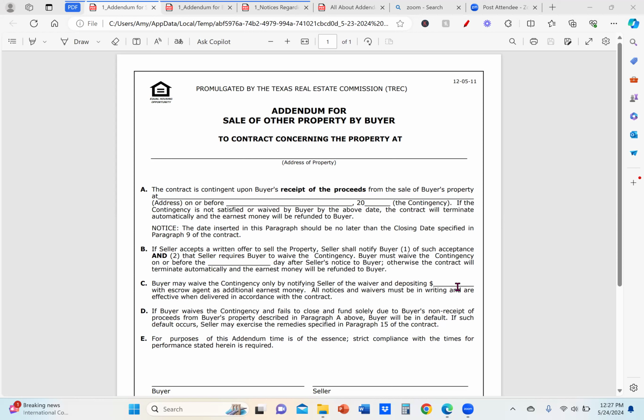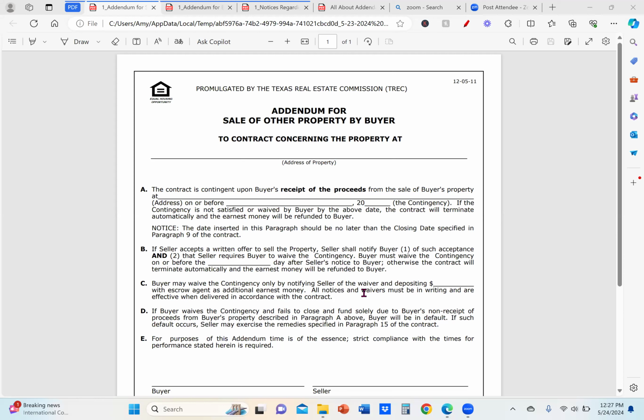The amount written here is negotiable, but I usually see between $500 on up, maybe $500 to $1,000. But note that the seller will want a good amount here, just in case the buyer takes a gamble and waives their contingency without having the funds proceeds in hand.